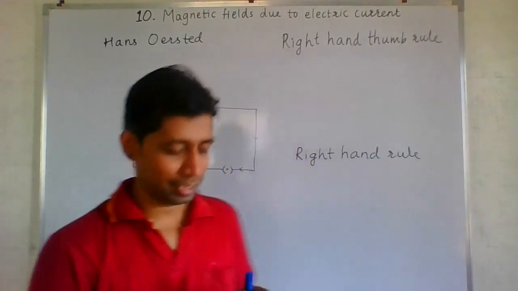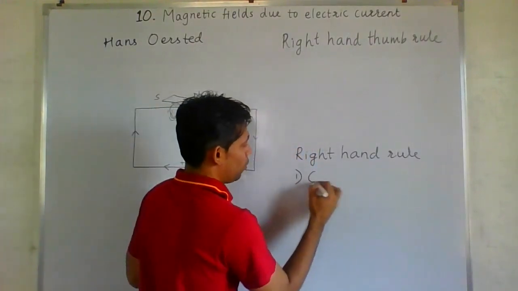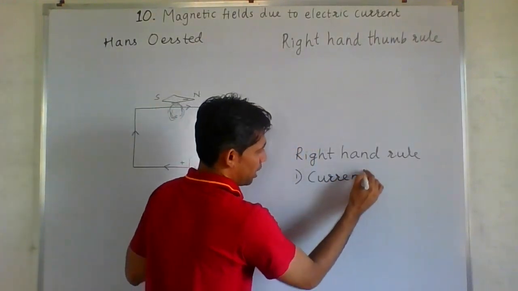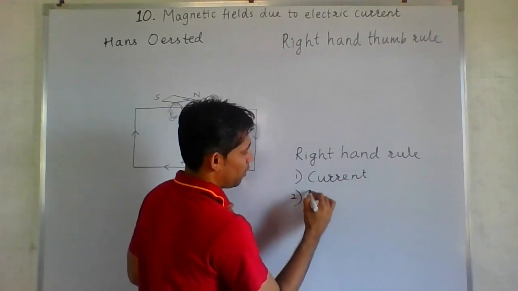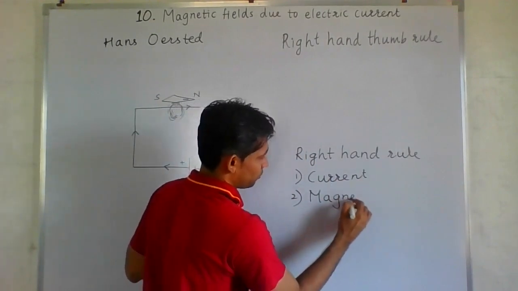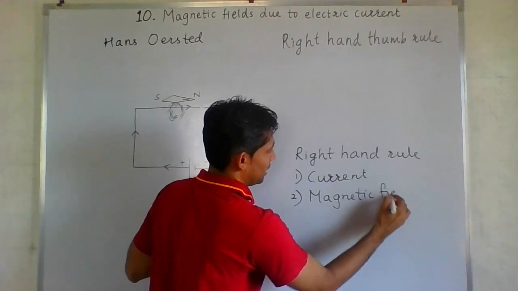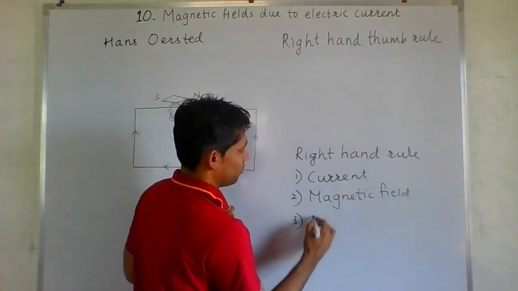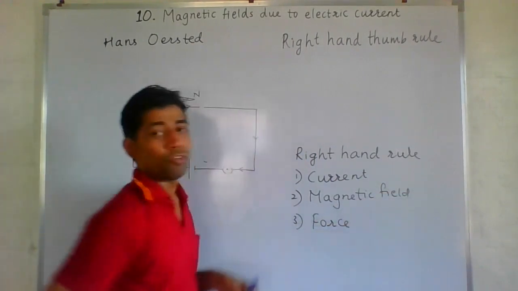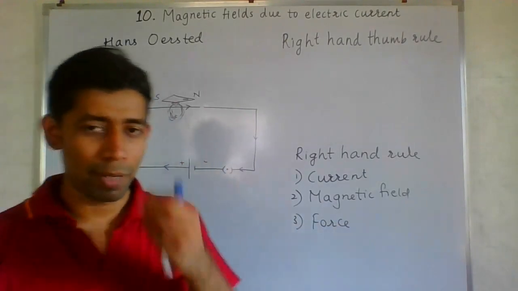So right hand rule kisse related hai? We require direction of current. Second, we require direction of magnetic field, and then we get the direction of force. Okay, so ये तो एकदम simple concept है.